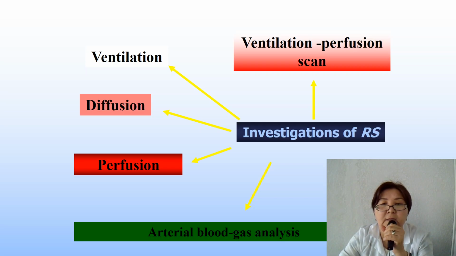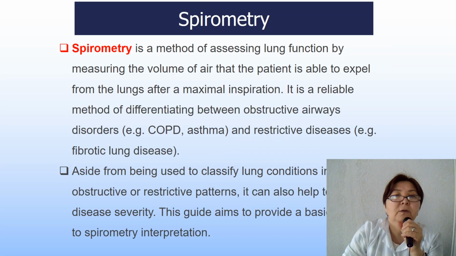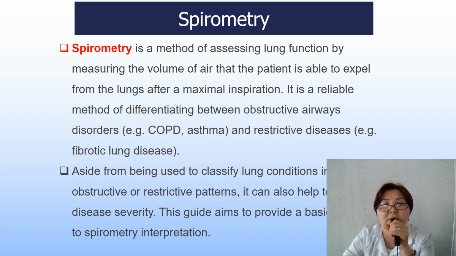And the last is the instrumental methods of inspection of the respiratory system. These are ventilation perfusion scan, ventilation, diffusion, perfusion, arterial blood gas analysis. The first method is spirometry. Spirometry is a method of assessing lung function by measuring the volume of air that the patient is able to expel from the lungs after maximal inspiration.